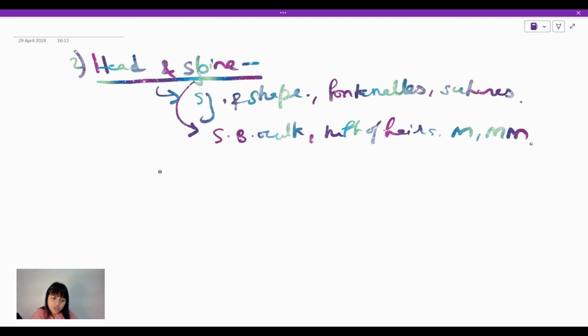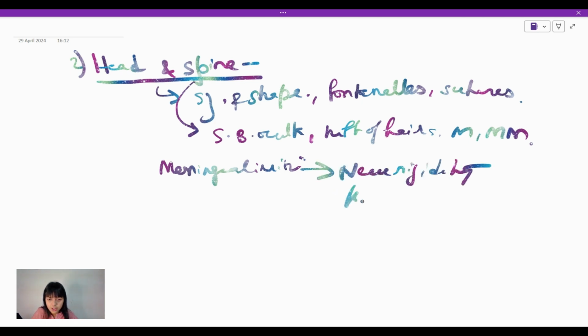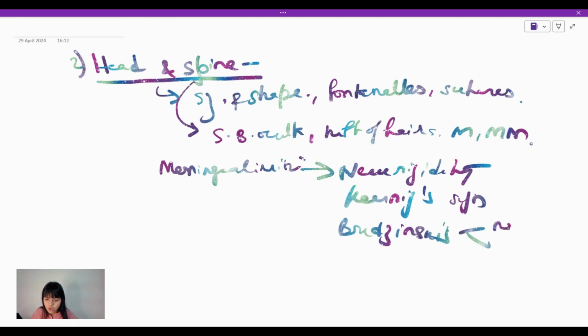And a very important extra point is signs of meningeal irritation. What are they? Yes, neck rigidity, Kernig sign, and Brudzinski. Okay, Brudzinski's, there are two, Brudzinski's neck and Brudzinski's leg sign. Clear? So this is all about your head and spine.